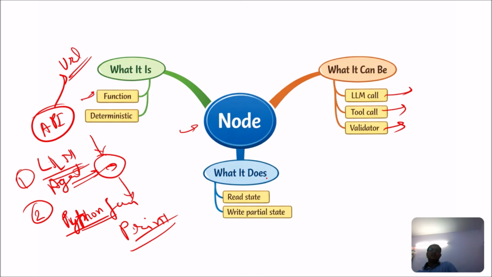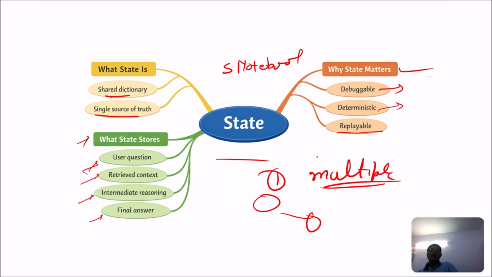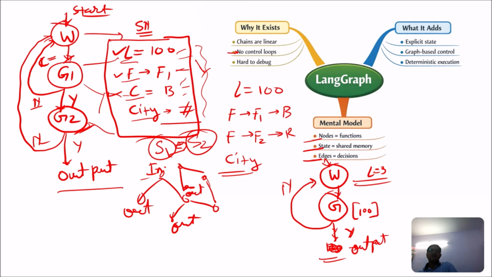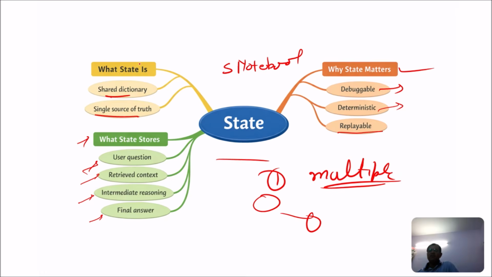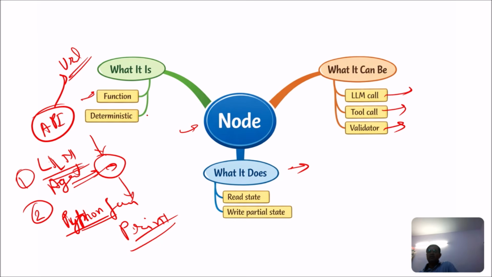So what are the functionalities of a node? Here, the writer node was writing information, grader 1 was reading information, and grader 2 was reading information from the shared notebook and validating. So G1 and G2 are validating, W is just writing. So a node can read state and write partial state, so it can do both operations.